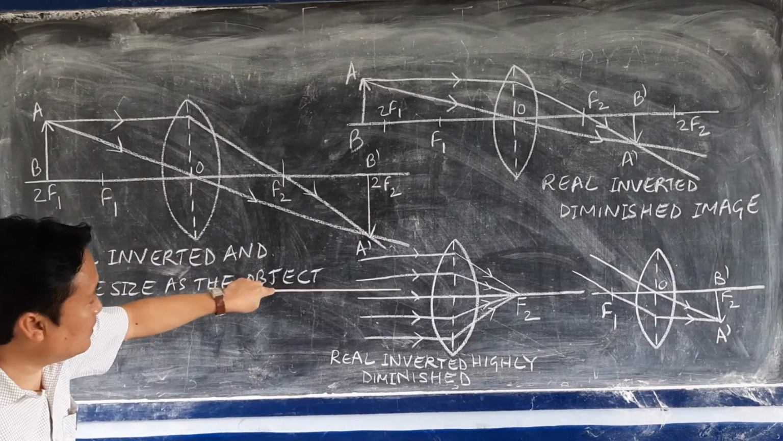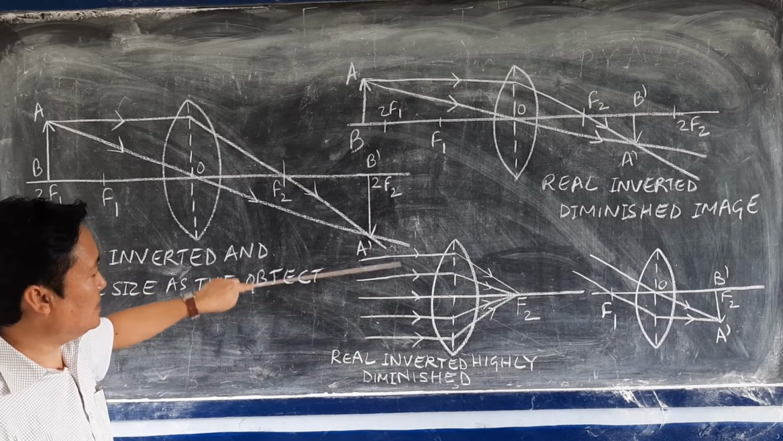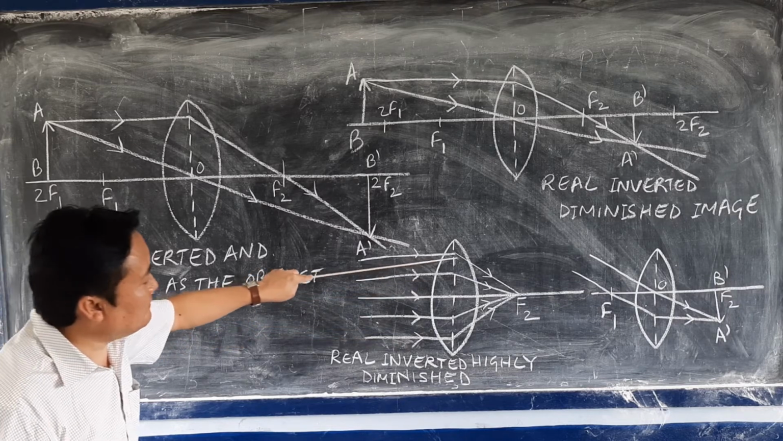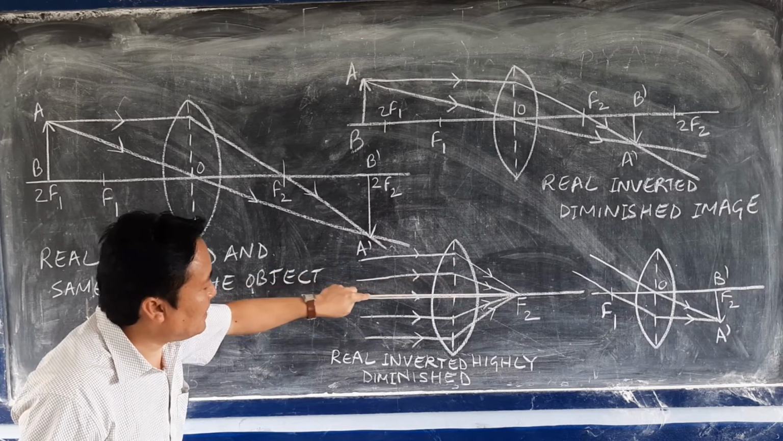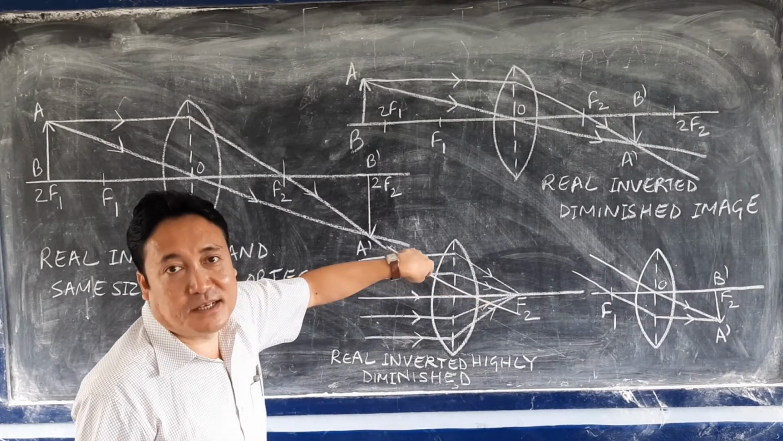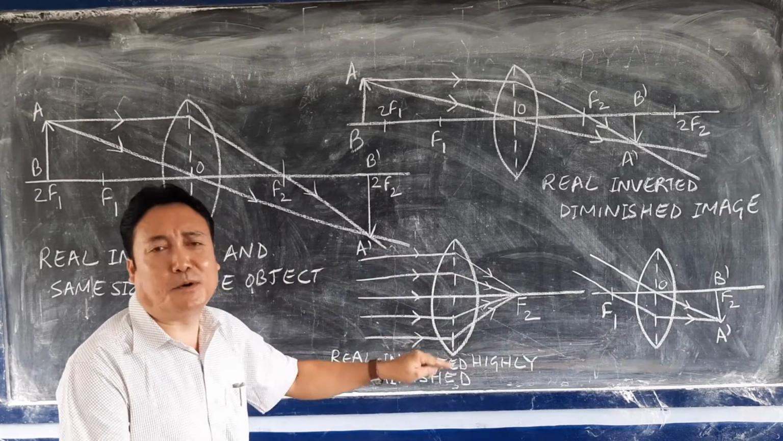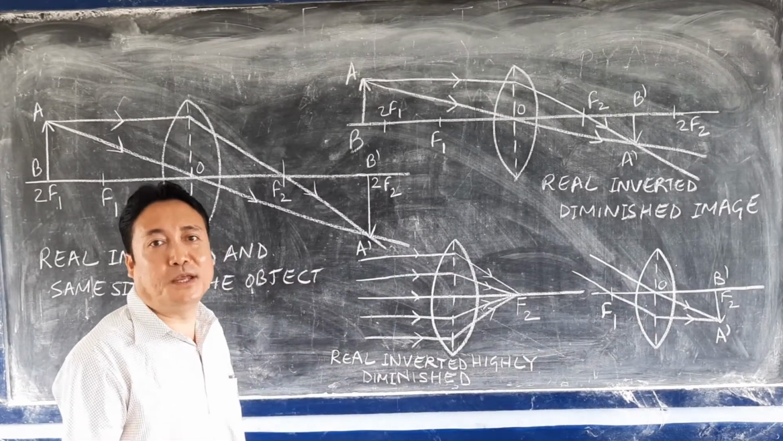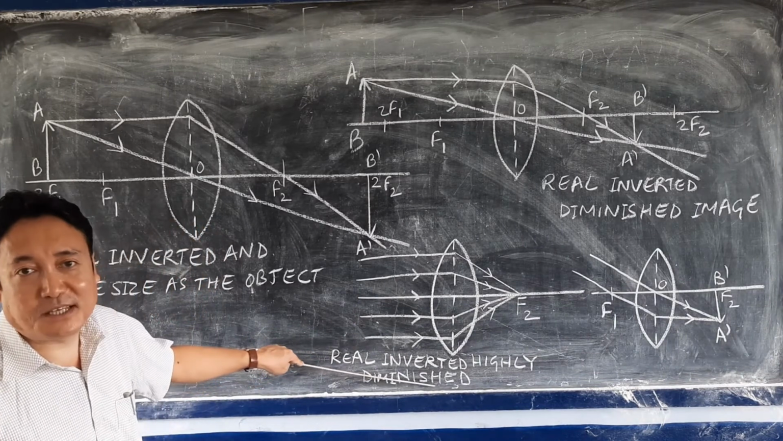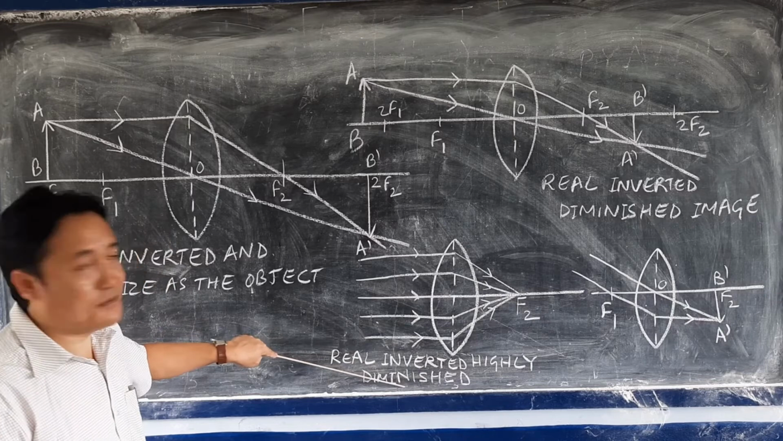Okay. Now the third one comes: rays of light parallel to the principal axis. These are the rays of light which are parallel to the principal axis. After refraction, all the rays of light will meet at f2, that means at the second focal point. Therefore, the image is very small. The image is like a point. A very small image is formed. That means real, inverted, and highly diminished images are formed.